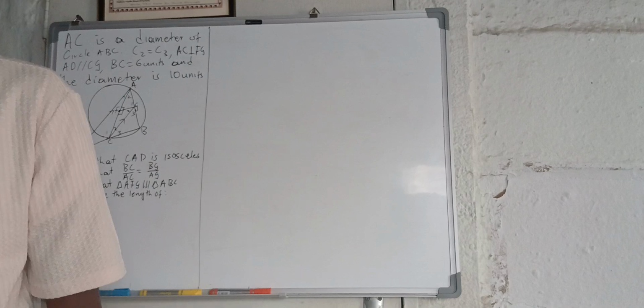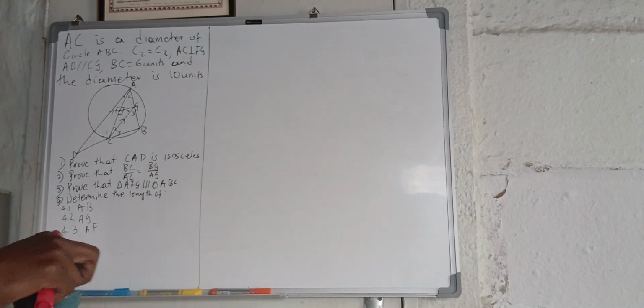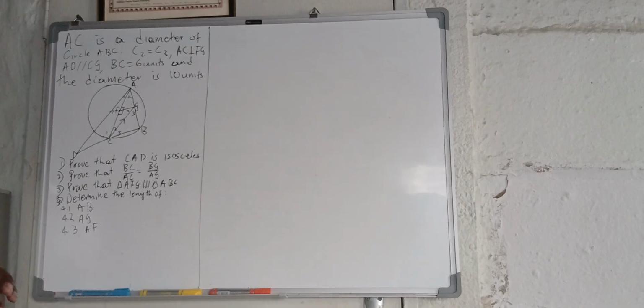It's perpendicular to FG, and AD is parallel to CG, and then BC is equal to 6 units, and the diameter is 10 units. It's quite an interesting question. Let's see what we can do with it. And then we need to prove that triangle CAD is an isosceles triangle.